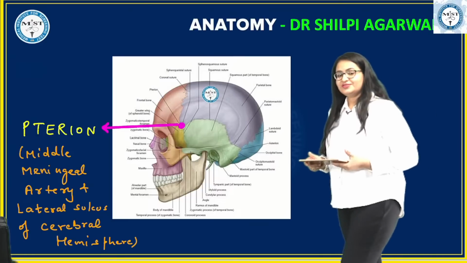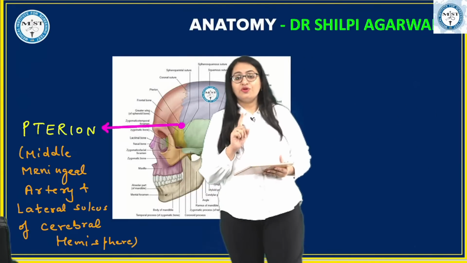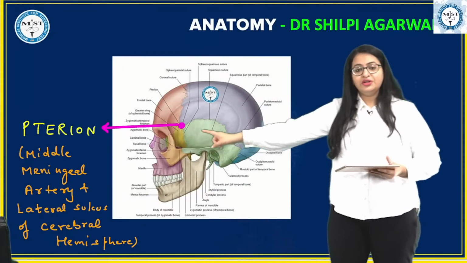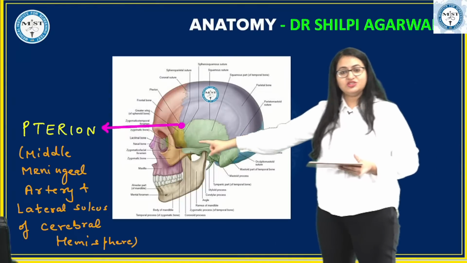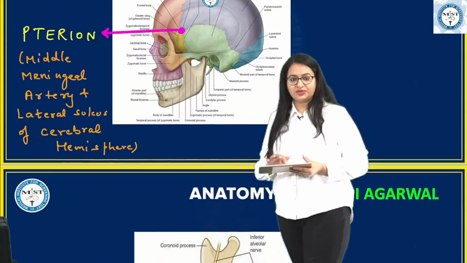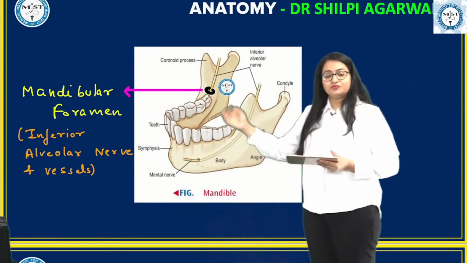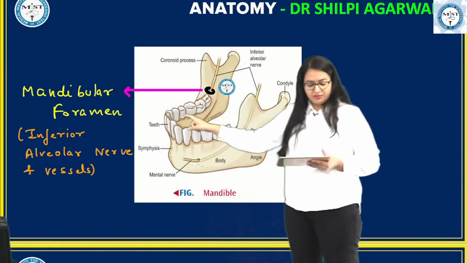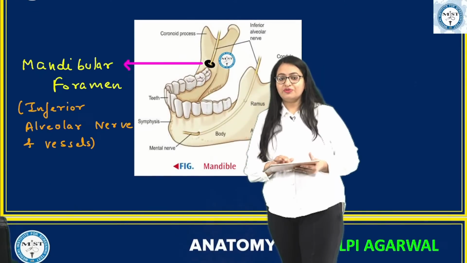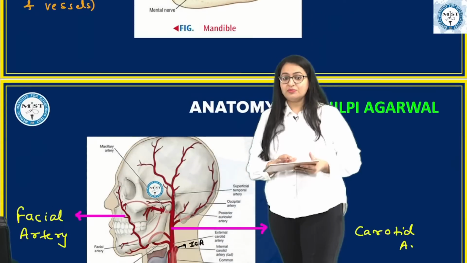Yes, this is a very, very important landmark. There should not be any error in this, zero error. Pterion, what lies deep to it? Middle meningeal artery and the lateral sulcus of the cerebral hemisphere. Now for the mandible, this foramen on the inner side, the mandibular foramen, and what passes through it? Inferior alveolar nerve and vessels. You should be able to identify it.